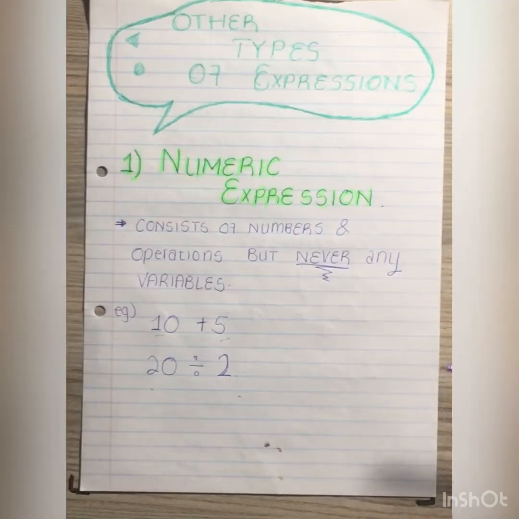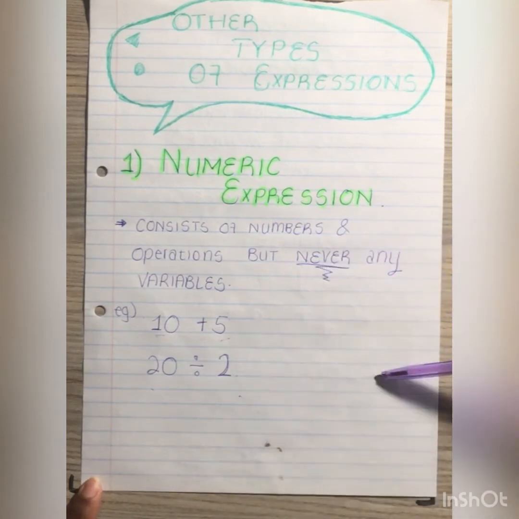So the other types of expressions we have are numeric expressions. Numeric expressions are expressions that consist of numbers and operations, but never variables.